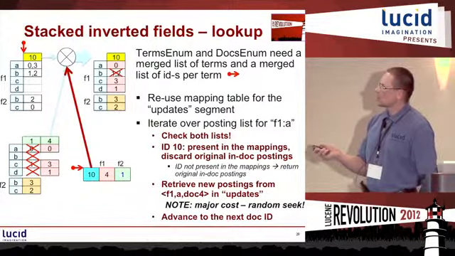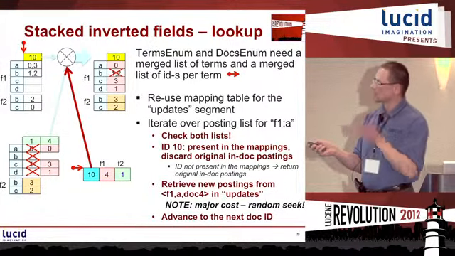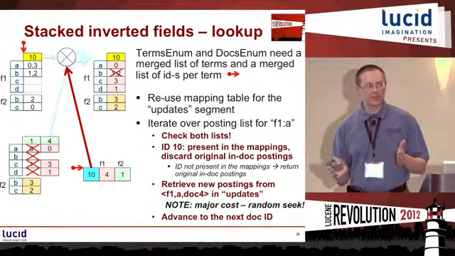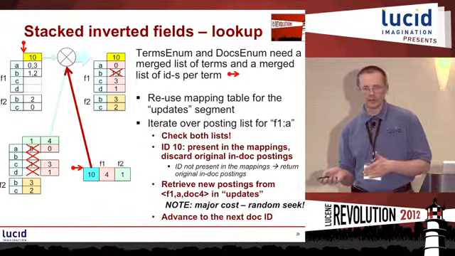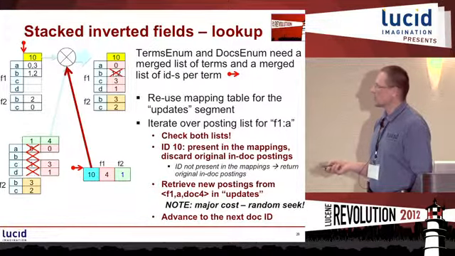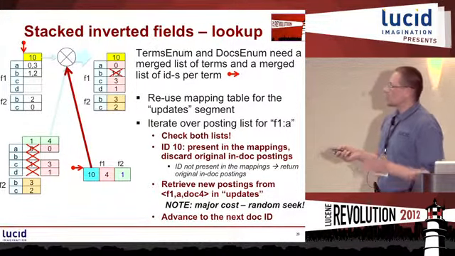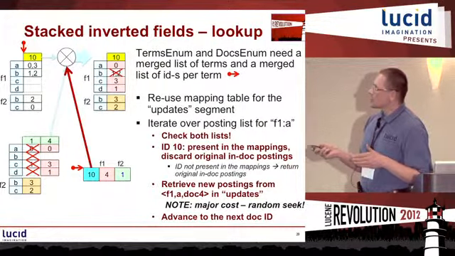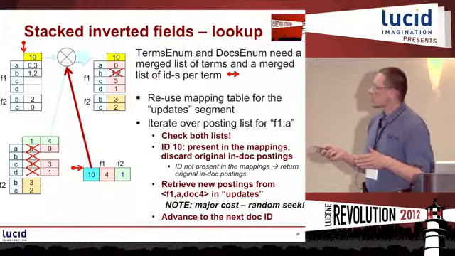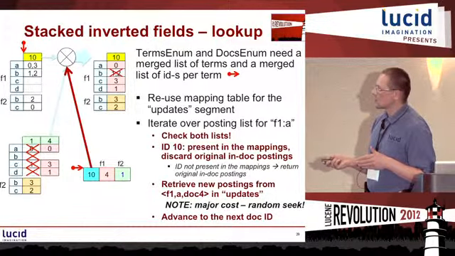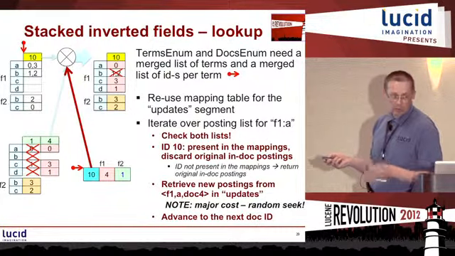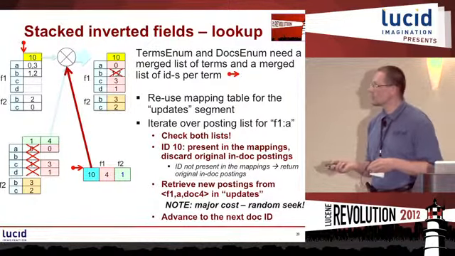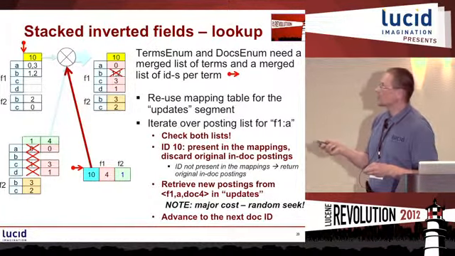We position our cursor, our current position, at document 10 in both of them. And by the way, we realized that there are updates for document 10 based on this mapping table. So for document number 10, we have to discard the original postings for terms, and we have to insert postings from the updates for document number 4. And that's it. So we retrieve the postings here, and we insert them here.